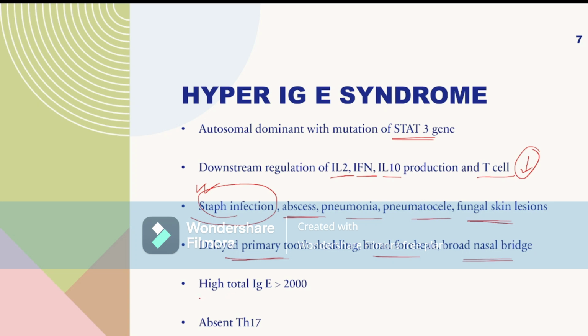The diagnostic point is high IgE, more than 2000 is the diagnostic criterion, and there is absence of Th17 cell and the memory cell, and the treatment of choice is stem cell transplantation. So these all are the combined immunodeficiency or cellular immunodeficiency.